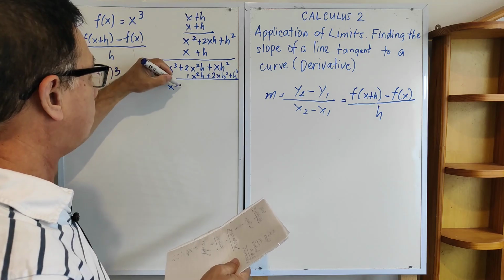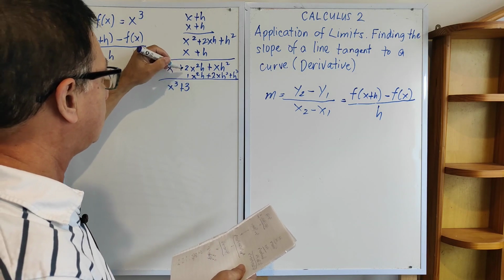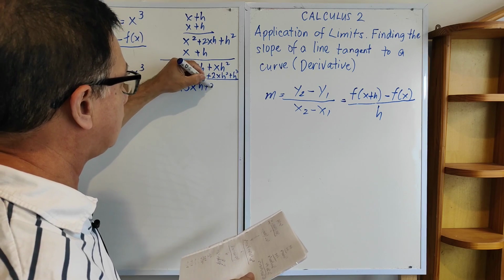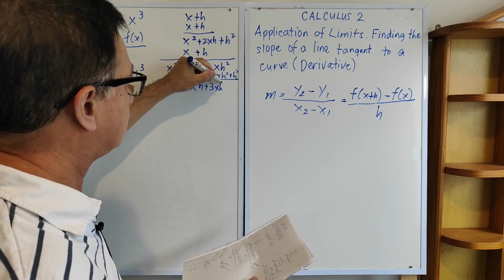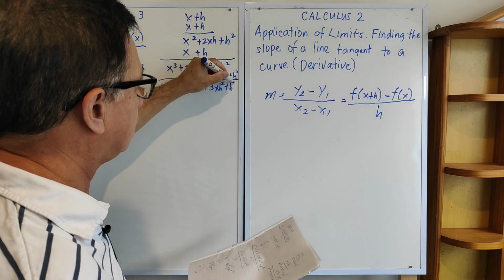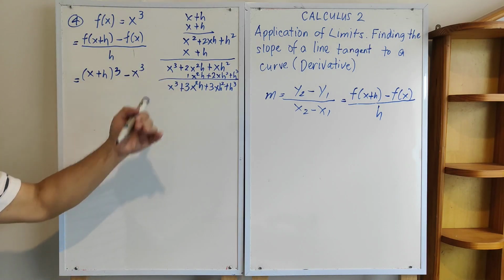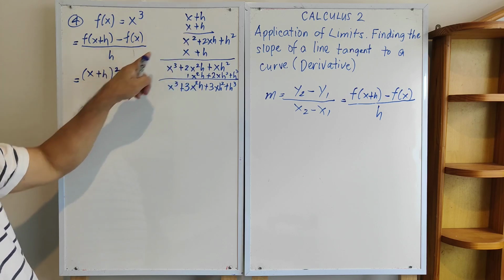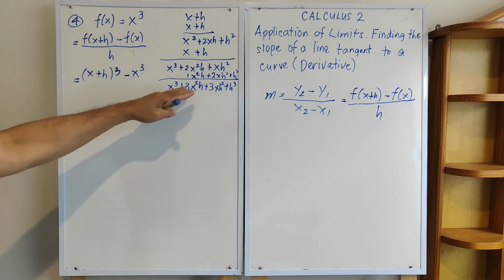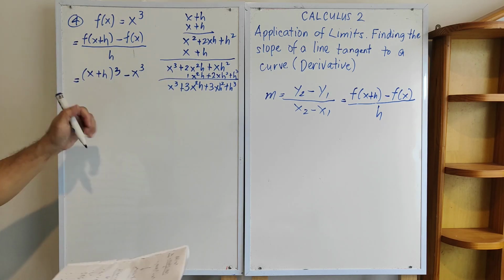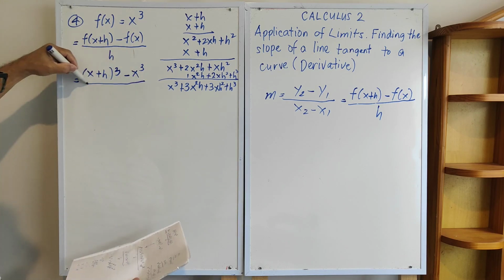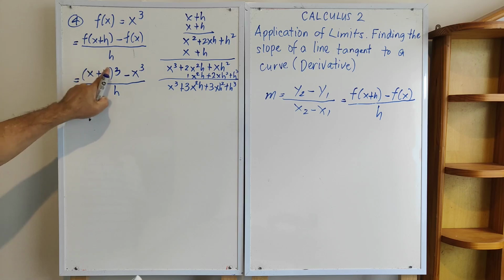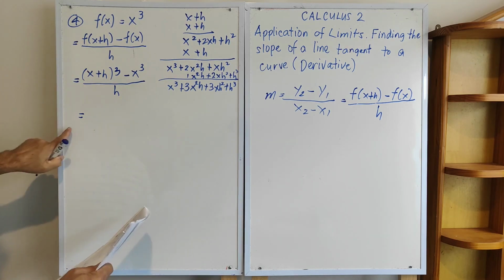h cubed plus 3x squared h plus 3xh squared plus h cubed. By the way, you can use Pascal's triangle to compute (x plus h) cubed, but I prefer it this way. I make mistakes on that Pascal's triangle. Anyway, so this one becomes this one.